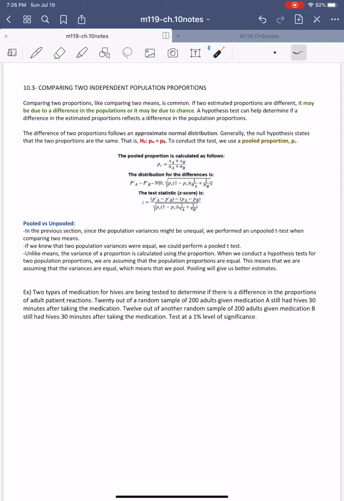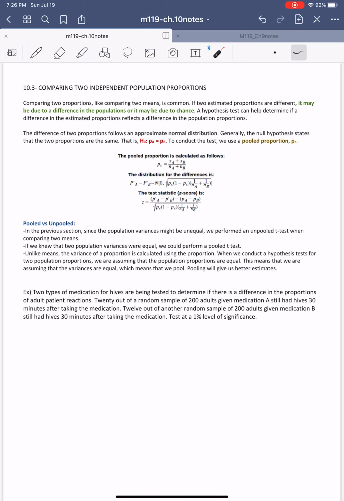Remember earlier on the calculator I said do not worry about the pool, just say no. So I want to mention the difference between pooled and unpooled and when to use each. In the previous section, since the population variances might be unequal, we perform an unpooled t-test. So for the two sample t-test, we use pool as no, right?